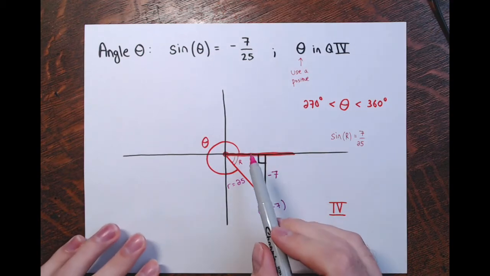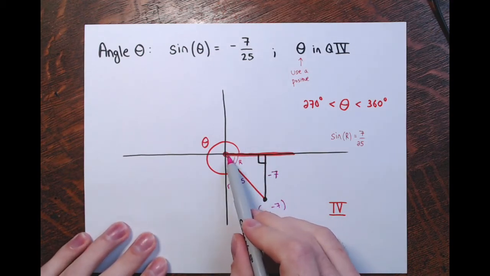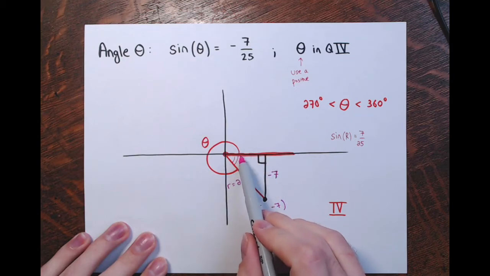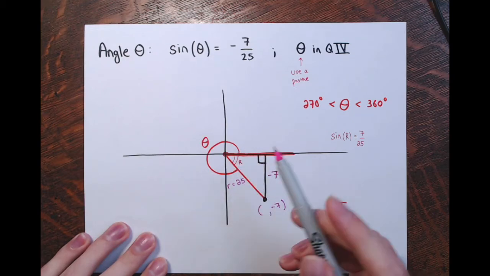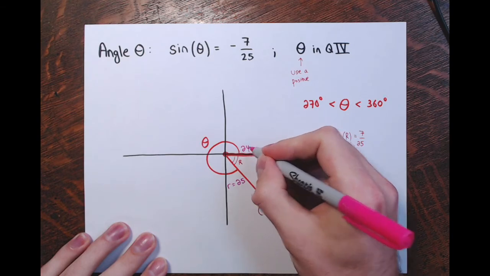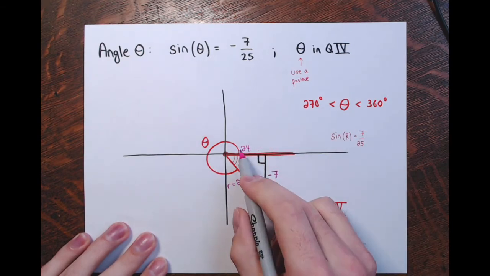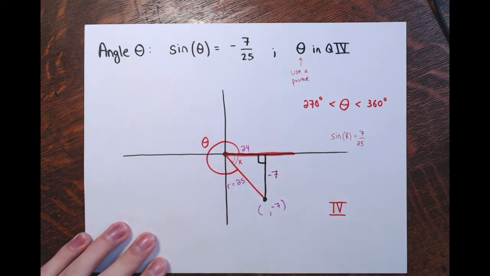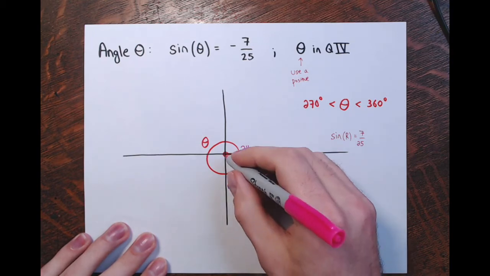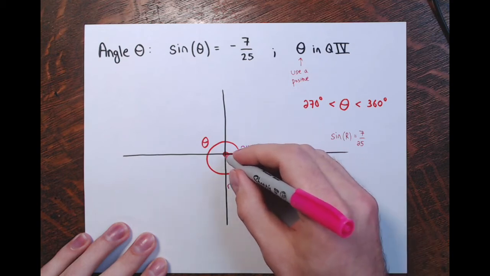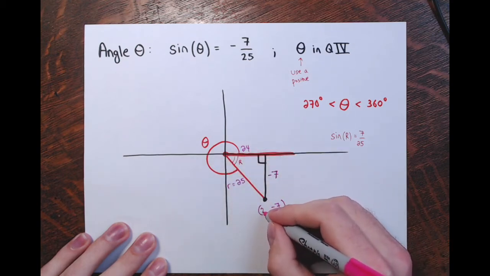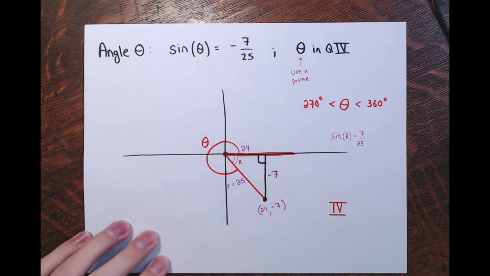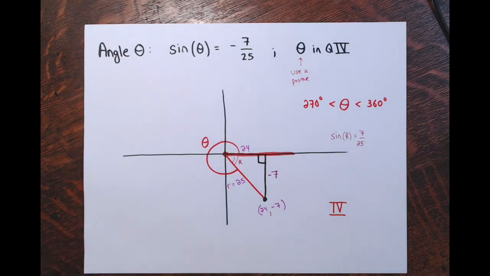So all I'm missing is the x-coordinate, this length here. You can use the Pythagorean theorem, and I'm just going to tell you right now this will be 24 units. 24 squared plus 7 squared is equal to 25 squared, but you could figure that out with the Pythagorean theorem as well. I'm going to call that positive 24 because it's to the right, and that means the x-coordinate of this point that I chose down here is positive 24. So now I have all the information I need for angle theta drawn.